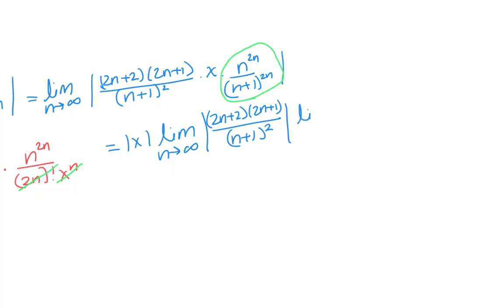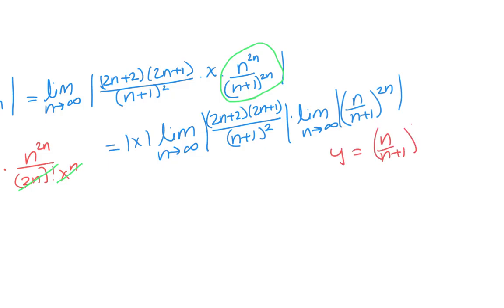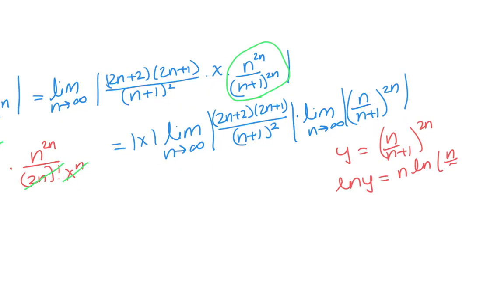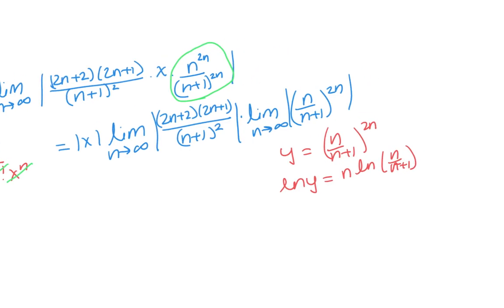So this is going to be the limit as n goes to infinity, so this is the multiplication here, of n over n plus 1 raised to the 2n, still in absolute values. And we know we do that y equals the n over n plus 1 shenanigation raised to the 2n. We take the natural log of y, we get n, the natural log of n over n plus 1, and all that. We're really familiar with that.